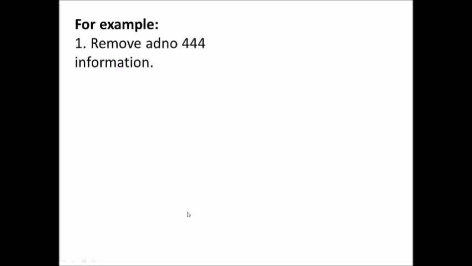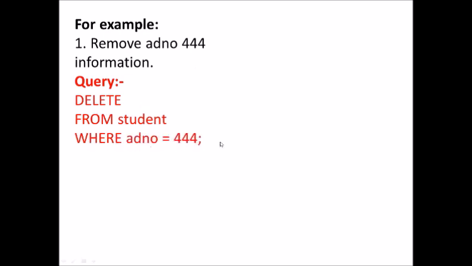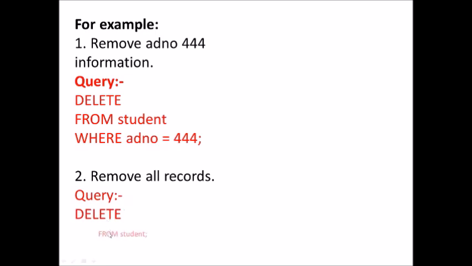For example, if in the table student we want to delete the student whose roll number or admission number is 444, then our query will be delete from student where ADNO is equal to 444. Similarly, if you want to remove all the records of the table, then your query will be delete from student. So if you don't mention the where clause, then the command is applicable to all the rows. So in this case, all the rows will be deleted.